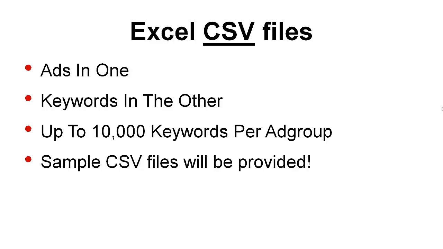And then all of our keywords are going to go into another one. We can only put 10,000 keywords per ad group. And like I said, sample CSV files will be provided. So you might be wondering what the structure is and what an ad group is.